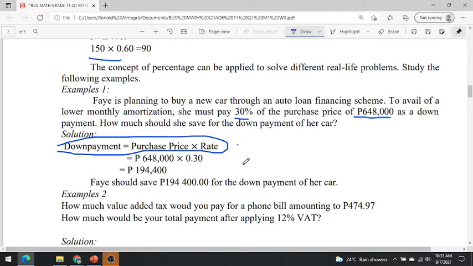Okay. So, student, you need to substitute lang po the value. So, our purchase price, we had 648,000 multiplied by 0.30. So, 648,000 times 0.30, we have 194,400 pesos po. Okay? So, pila iyang i-down?